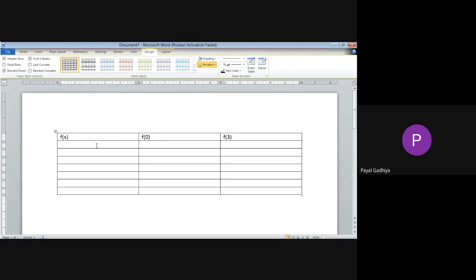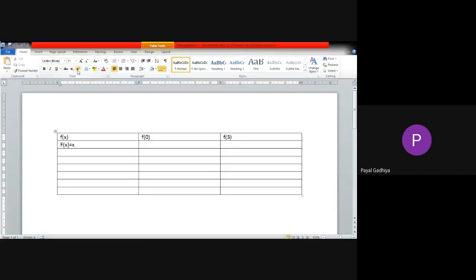Okay. So I'm giving you one example. I'm taking this function f of x equals x square minus 2. I can take any function. You can take x plus 3, x plus 5, x minus 2, x square plus x plus 3. Whatever function you want to take, you have to take. And then you have to find f of 0. F of 0 means what?